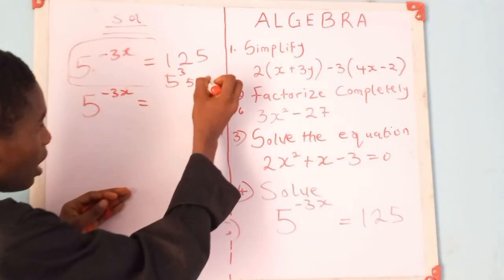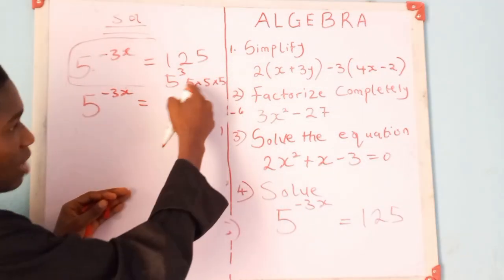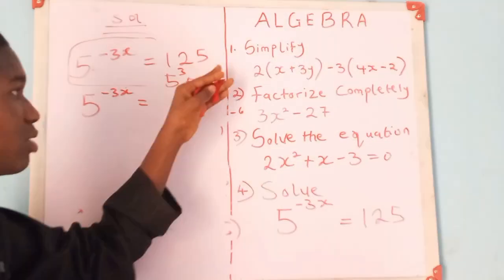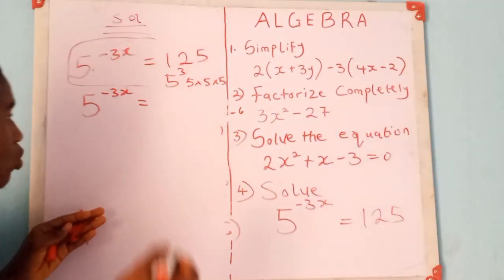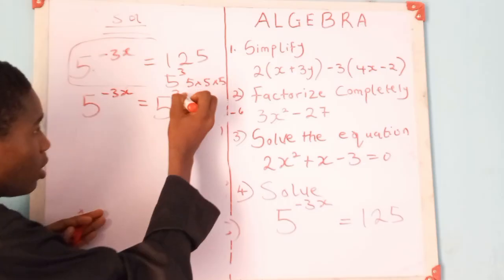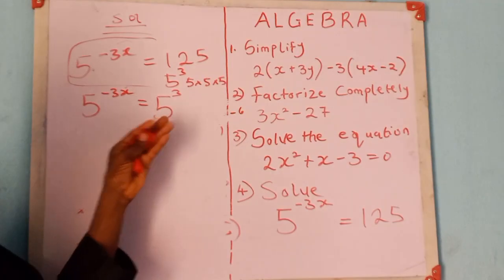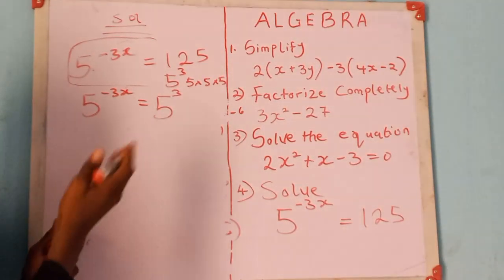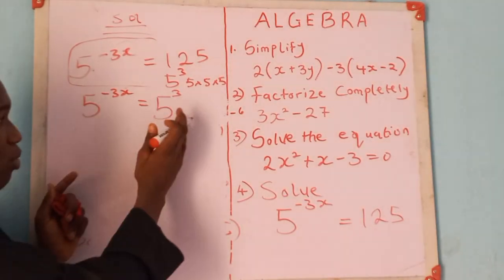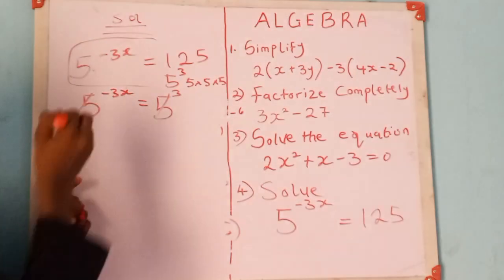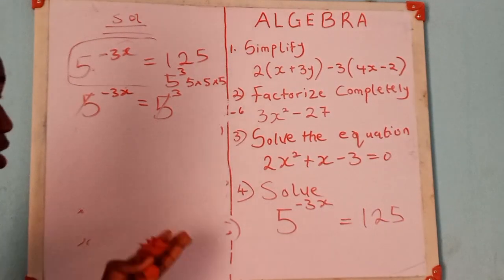And 5 raised to the power of 3 is 5 times 5 times 5. 5 times 5 is 25, 25 times 5 is 125. So actually, you can use 5 raised to the power of 3 here in place of 125. We're just trying to make sure these have equal base with this. So what you do here is to equate the base. Since we have 5 here and we have 5 here, this will take out this, and this is going to take out the other one.